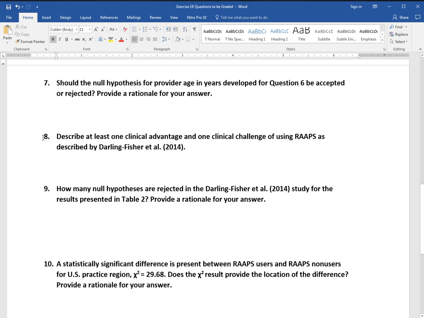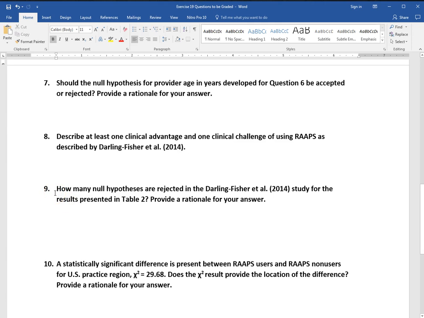Number 8, describe at least one clinical advantage and clinical challenge of using RAPS as described by Darling, Fisher et al. So they report some of these in the text, so look back at the results that are reported and the discussion that they have, and just identify one of the clinical advantages and the disadvantages to using that program.